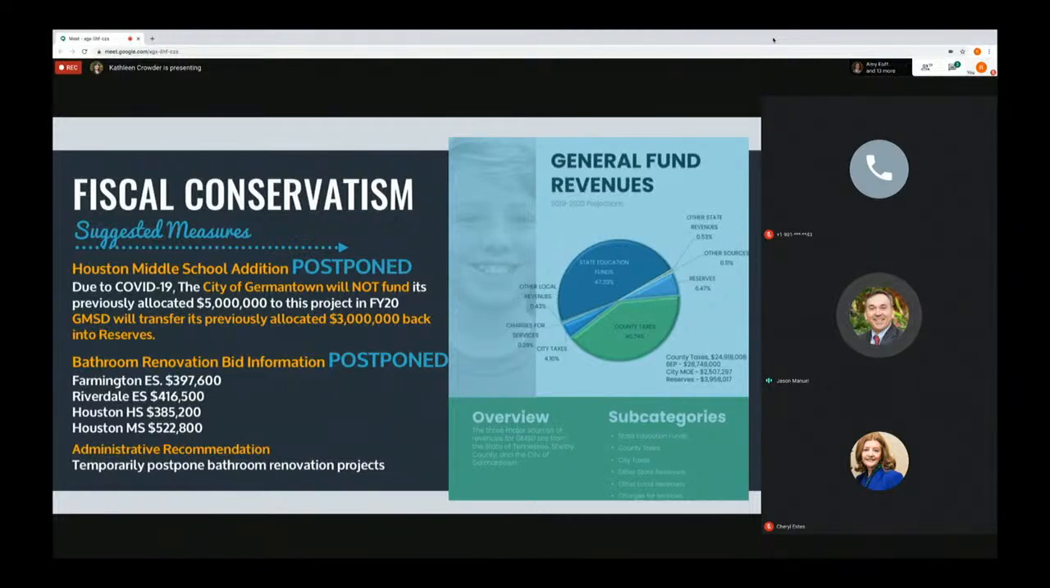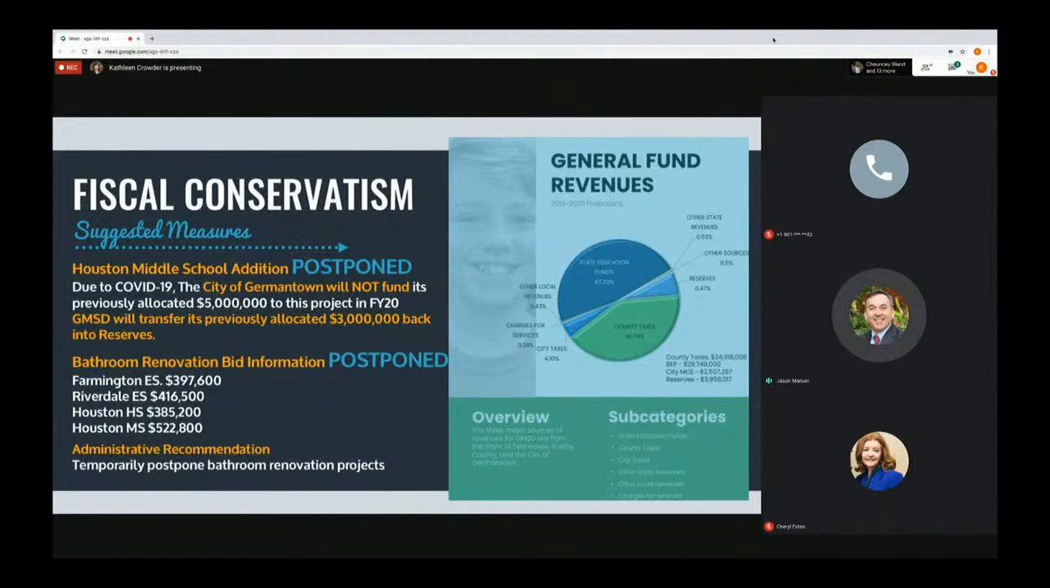This money will go back into our reserves and save it for whenever the city is able to go to bond for this, or as a school board, we can look at our revenue streams in the near future and look at how we can pay for this project internally. But it would be a real struggle without that $5 million from the city.